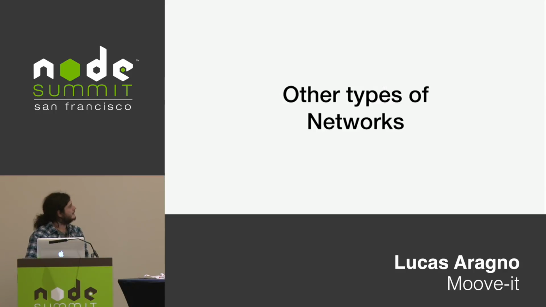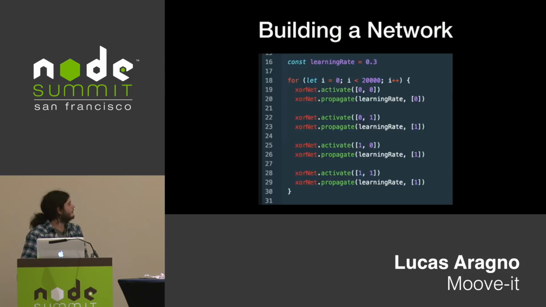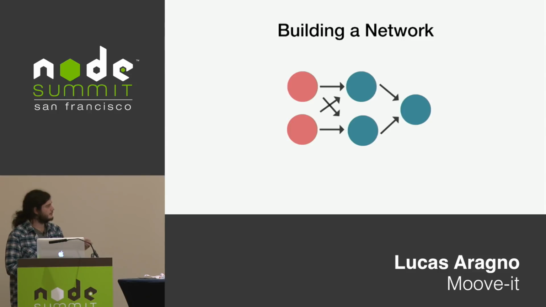Yeah. There are some other types of networks. We have convolutional neural networks. These are mostly used for image recognition because if you try to use a regular neural network like this one with an image, you will split the image into pixels, but then the neural network won't have the context to make sense of those pixels because it needs a spatial context.